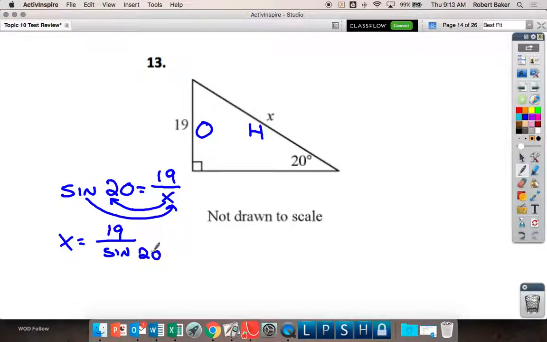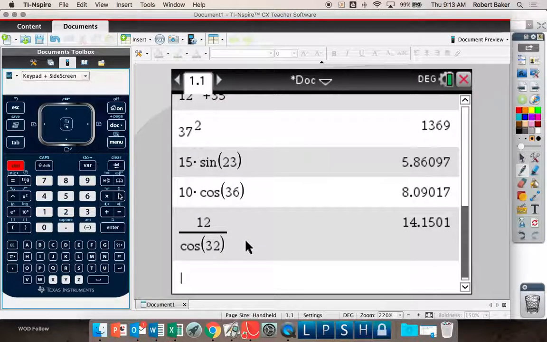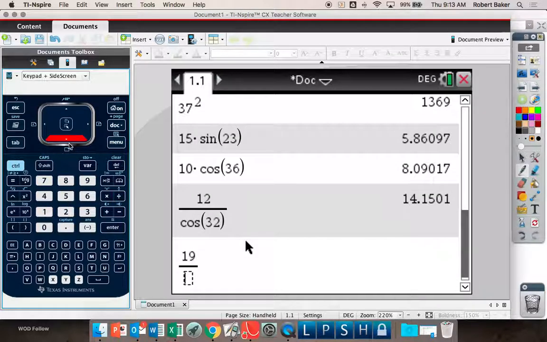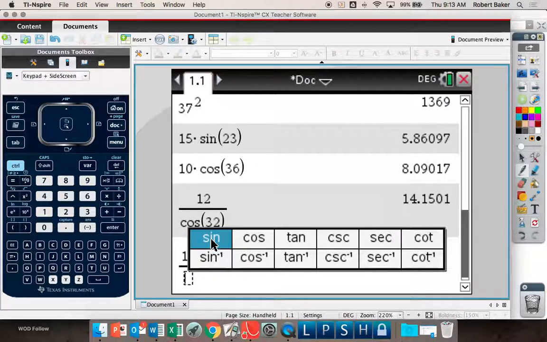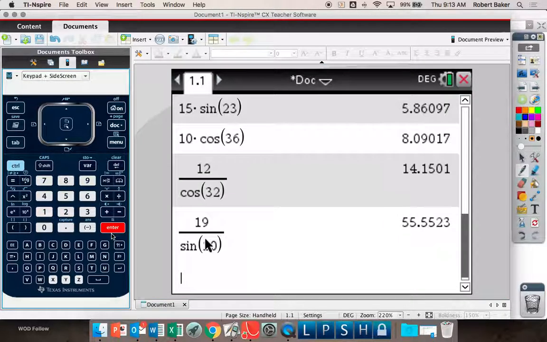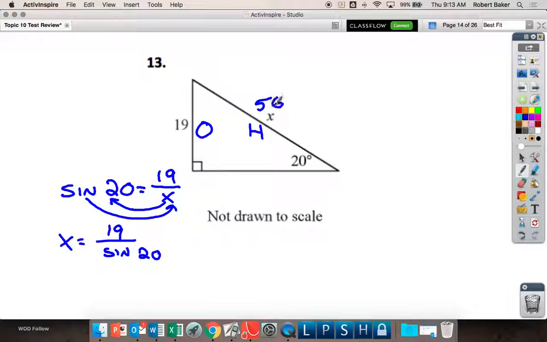So I have to type in x equals 19 over sine 20. Let me evaluate that. Control, divide, 19 on top, sine of 20 on the bottom. That one's weird, right? You got 55.55. Is that closer to 56 or 55? So that's 56. And 56 is bigger than 19. It makes sense as a possible answer.